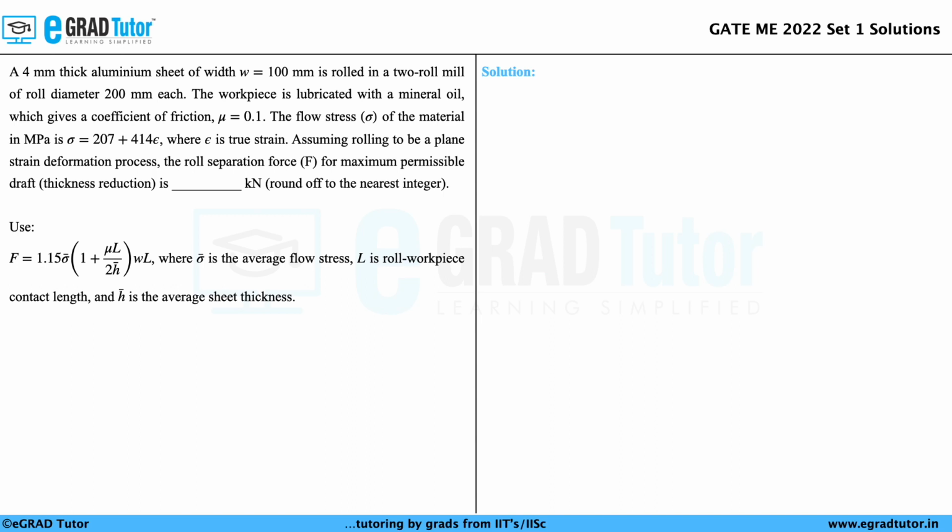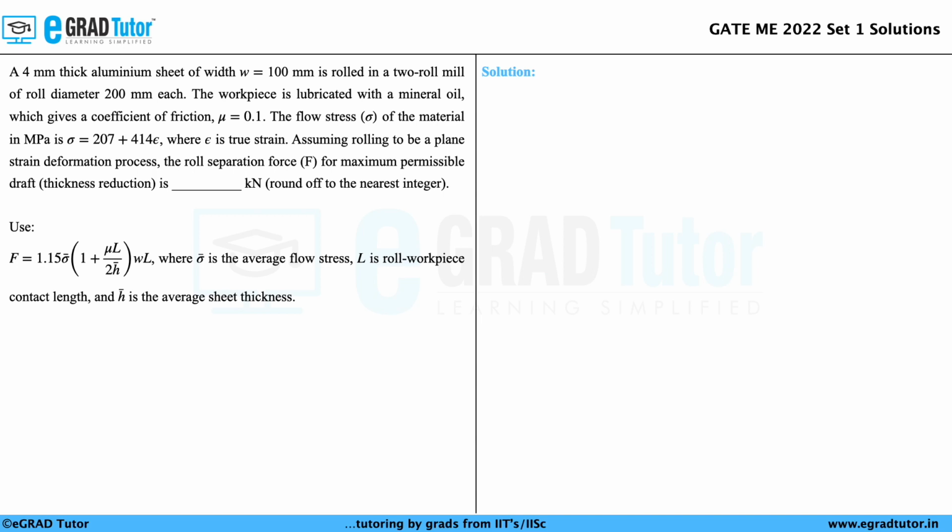is true strain. Assuming rolling to be a plane strain deformation process, the roll separation force F for maximum permissible draft is, use F equal to 1.15 sigma bar into 1 plus mu L by 2 H bar into WL, where sigma bar is the average flow stress, L is the roll workpiece contact length, and H bar is the average sheet thickness. Let's look at the solution.